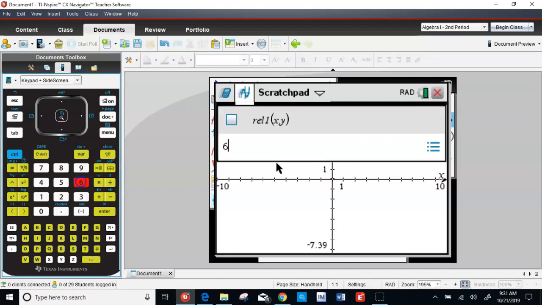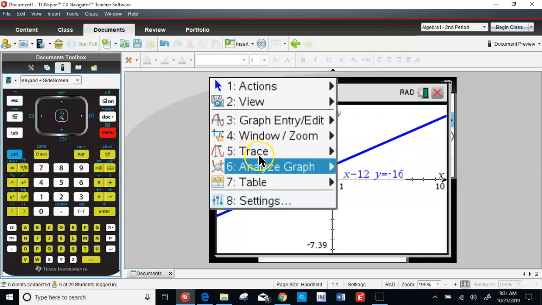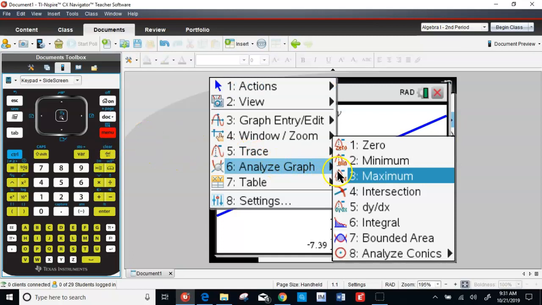It's 6x minus 12y equals -16. I'm hoping my strategy I'm going to use right now is going to work. So we have a line here. What we want to do now is get the slope. So I'll click on Menu, Analyze Graph, and then if you go down to number 5, here's a new little trick, dy/dx.